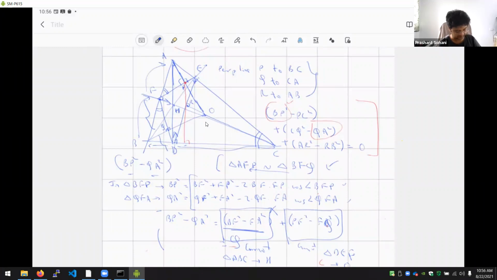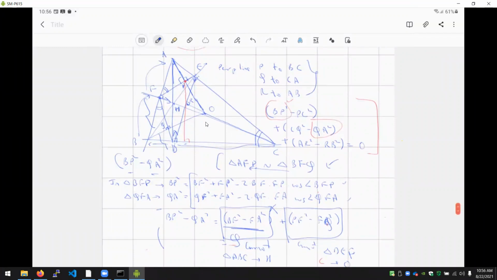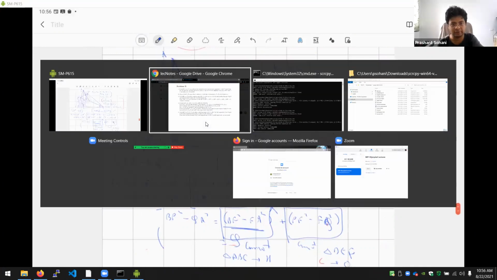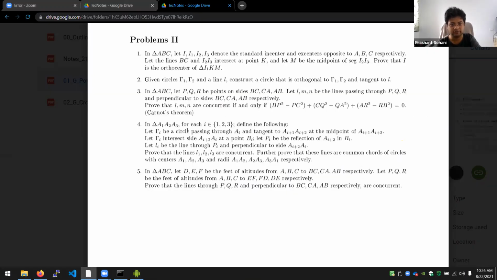Is that fine? Yes, sir. Yeah. Okay. Yeah, this was a hard problem, I have to admit. I mean, but yeah, the last problem of any problem sheet you can expect to be a hard problem. There's nothing about that.